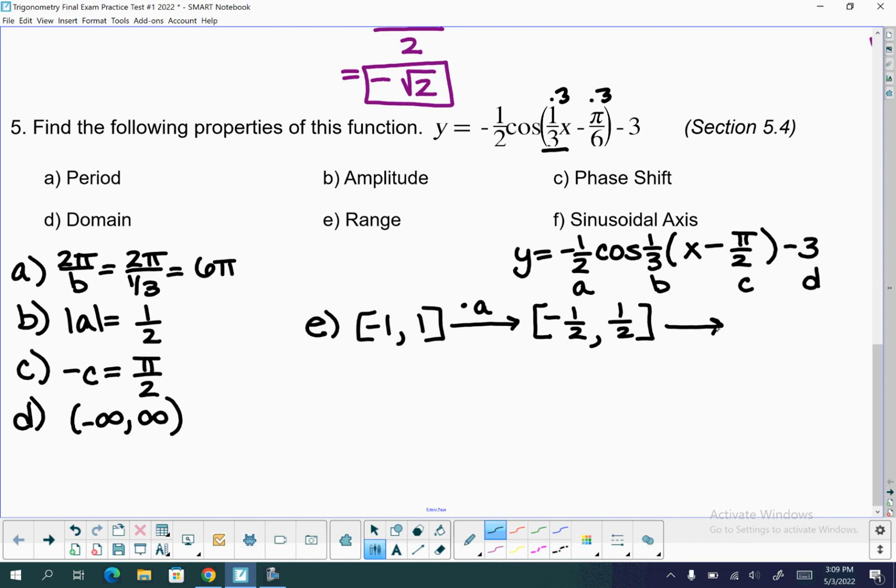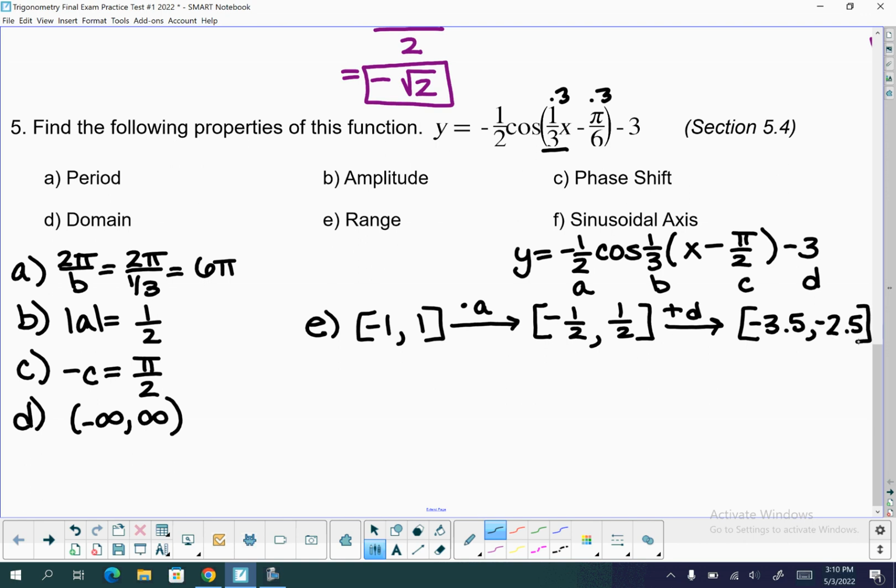And then the other thing that can affect your range is a vertical shift up or down, which is your d value. So we're going to add on d. Now here d is a -3, so we're actually subtracting 3 from both of these terms. If I do -1/2 minus 3, I get -3.5. If I do 1/2 minus 3, I get -2.5.